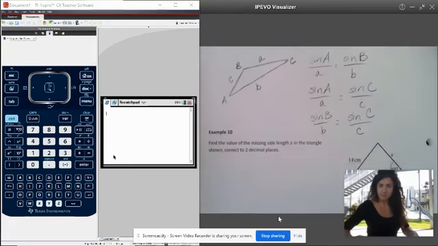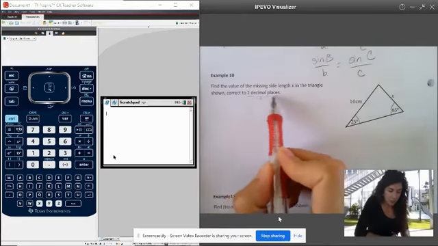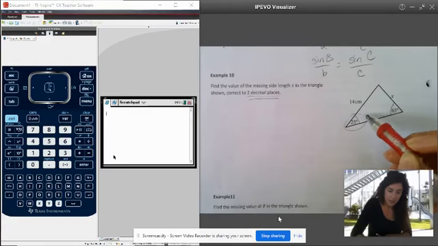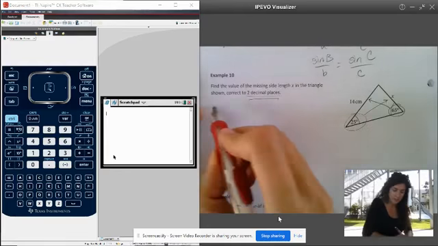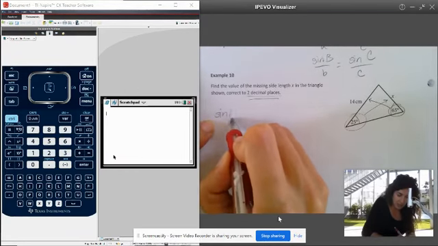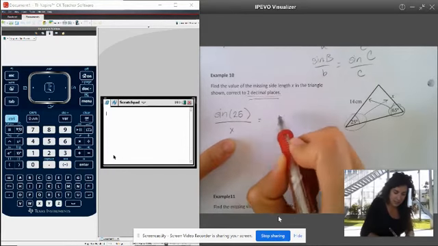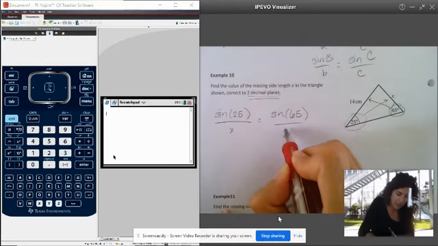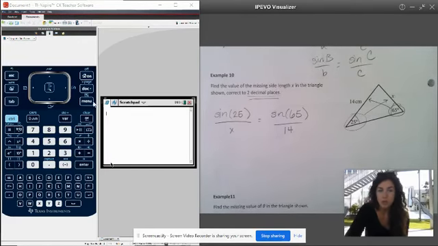Okay, let's practice it. We want to find the value of the missing side length x in this triangle, correct to 2 decimal places. So we want to look at angles and their opposite sides. 25 goes to x and 65 goes to 14. So I'm going to do sine of 25 divided by its opposite side equals sine of 65 divided by its opposite side. Remember, if you don't know how to solve this, that is okay. You can just use your numerical solve.